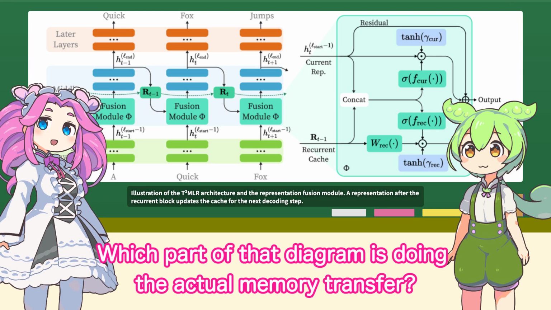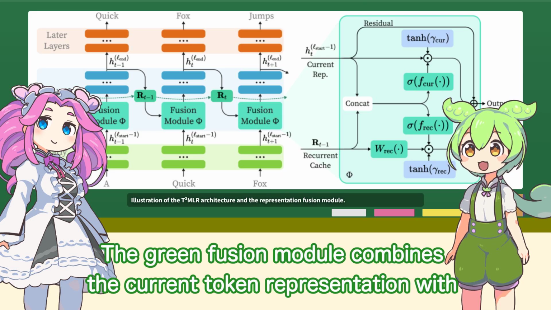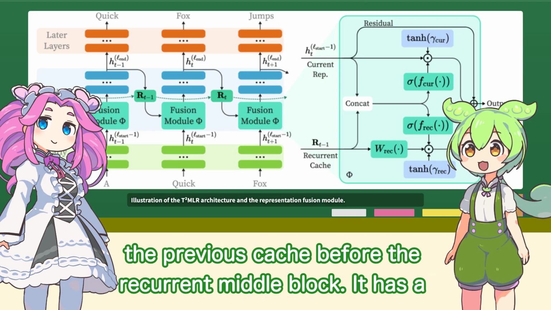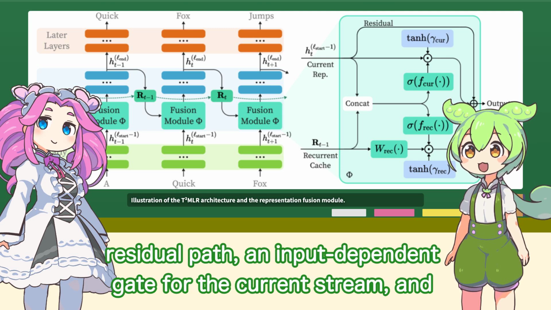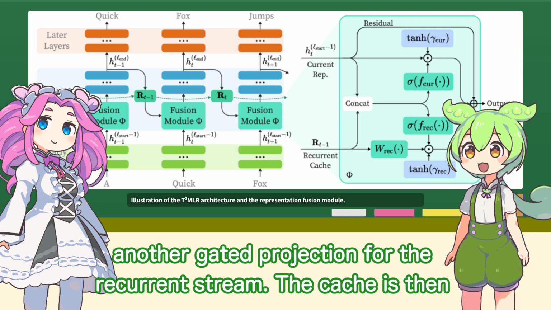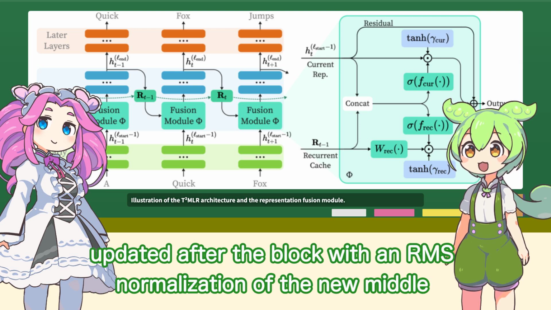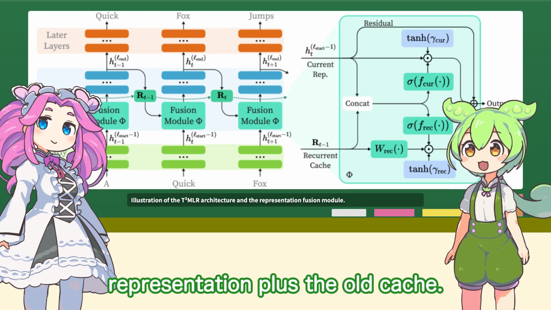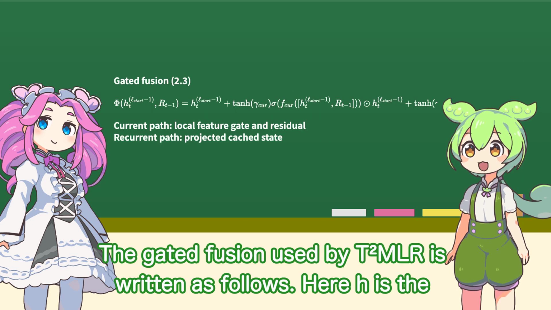Which part of that diagram is doing the actual memory transfer? The green fusion module combines the current token representation with the previous cache before the recurrent middle block. It has a residual path, an input-dependent gate for the current stream, and another gated projection for the recurrent stream. The cache is then updated after the block with an RMS normalization of the new middle representation plus the old cache. The gated fusion used by T2MLR is written as follows.